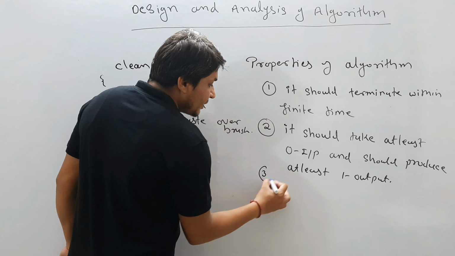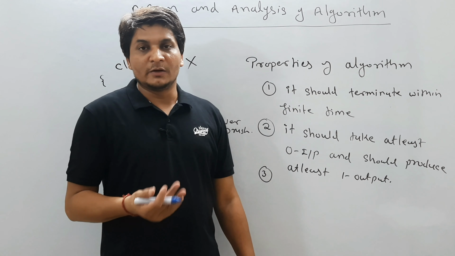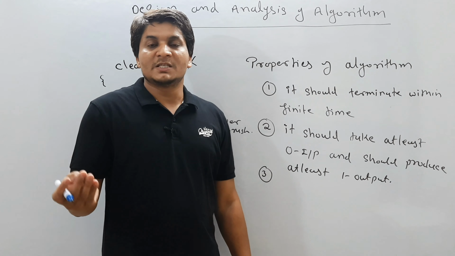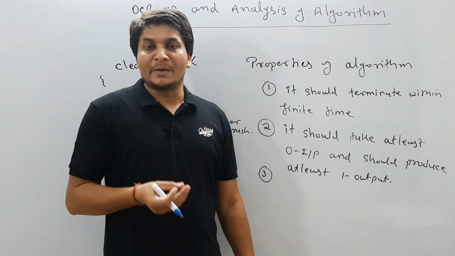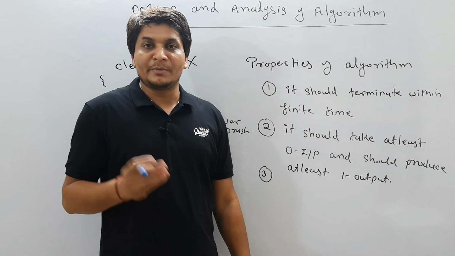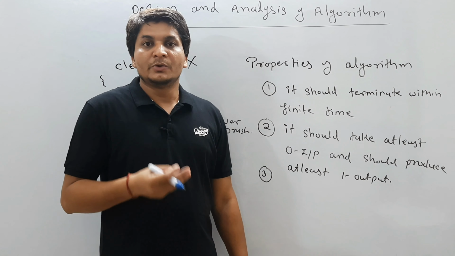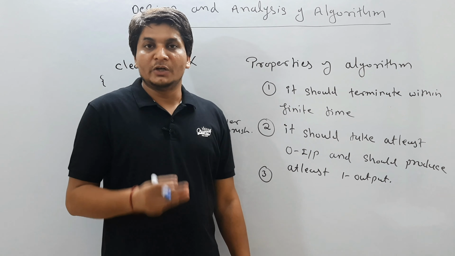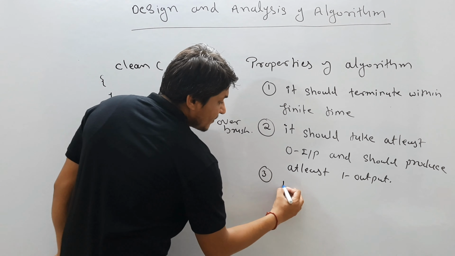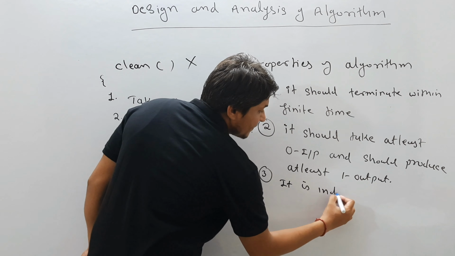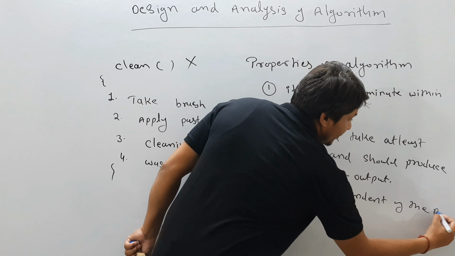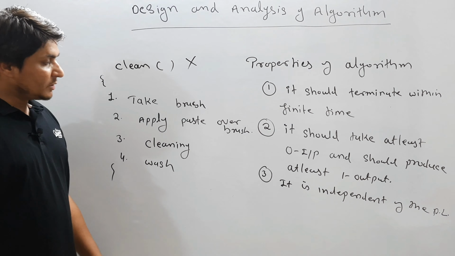Now what is property number 3? Whenever somebody asks you to write the algorithm, that person is not saying you need to write it using a specific programming language. Means you could write that algorithm in any language. You could write in C, C++, or Java, you could choose any language in order to write the algorithm. So it is independent of the programming language. This is property number 3.